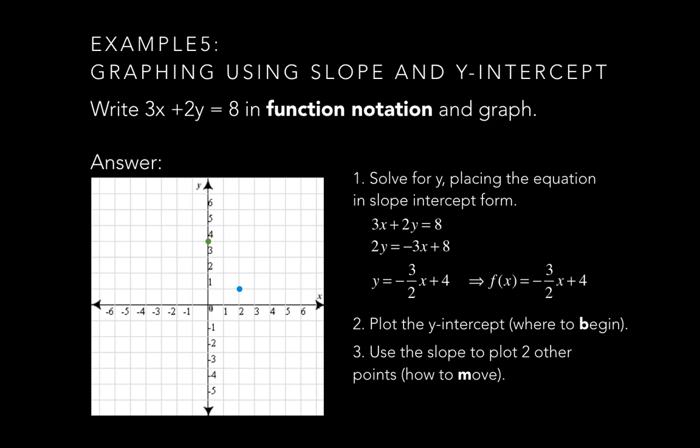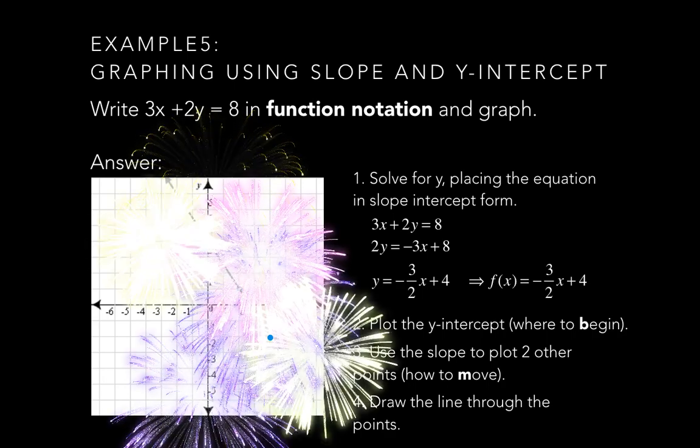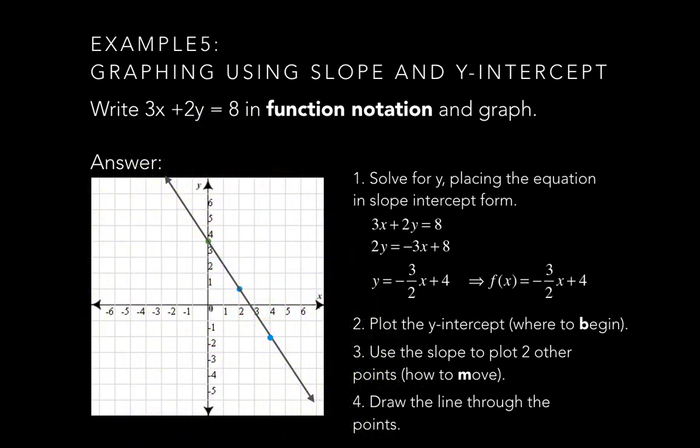From that point, that blue point, you could move down 3 over 2 so that you have a few more points. It's sometimes easier to line your ruler up and make a better graph. Using your ruler, you can draw a nice line through there. So that is graphing using slope and y-intercept.